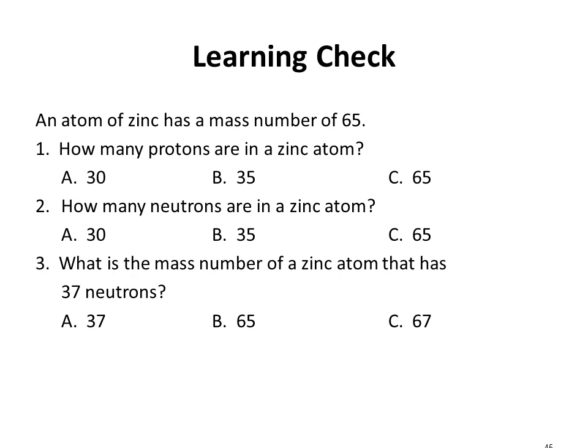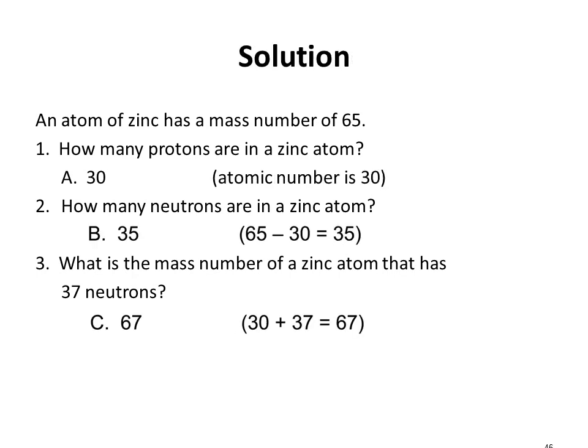And then number 3. What is the mass number of a zinc atom that has 37 neutrons? Well, we know that zinc must always have 30 protons, and if it has 37 neutrons, if we add those two together, that will give us the mass number. So 30 plus 37 is equal to choice C, 67. And then there it is written out for you.